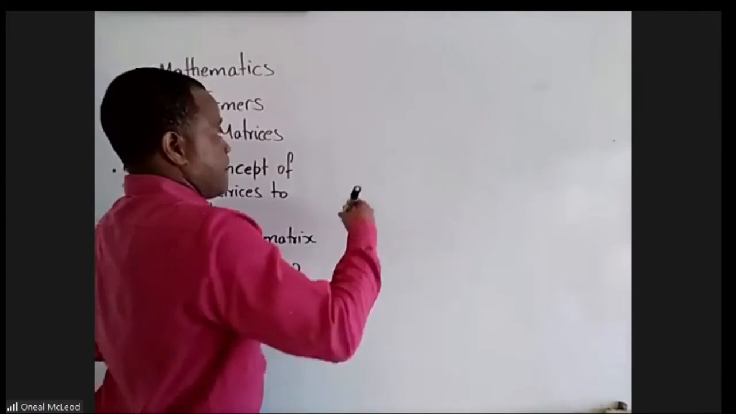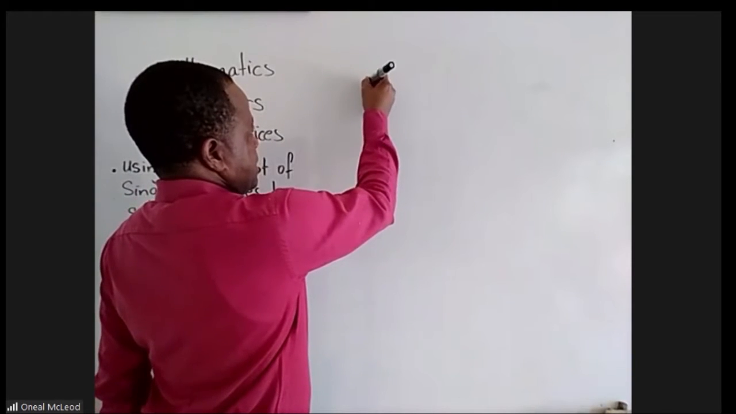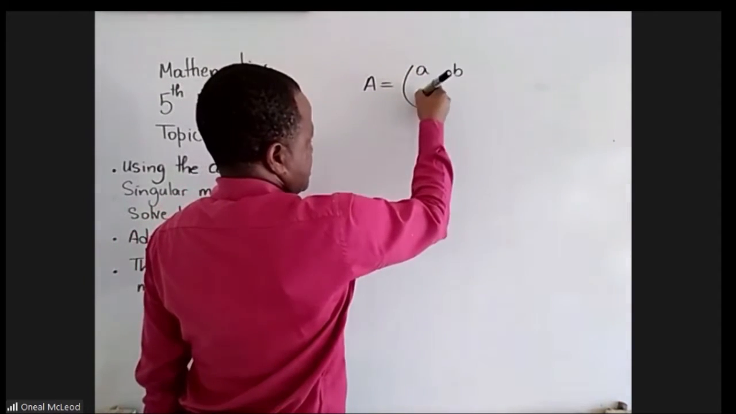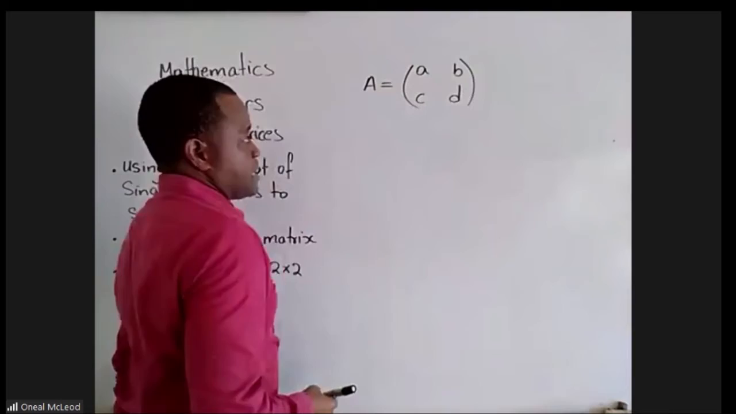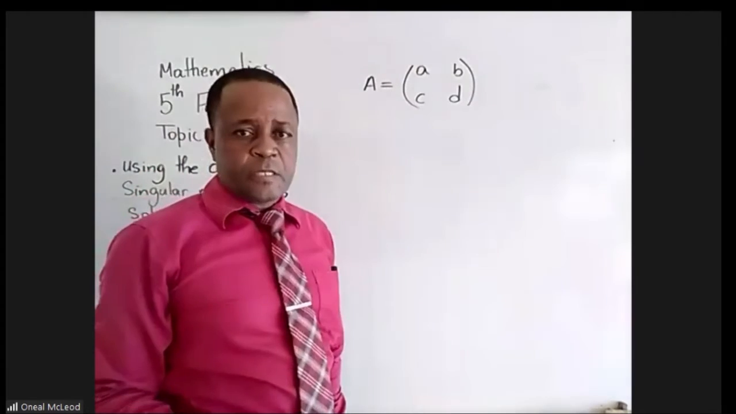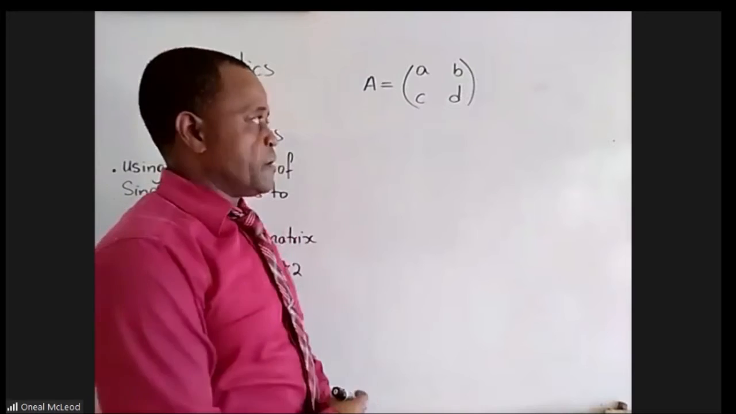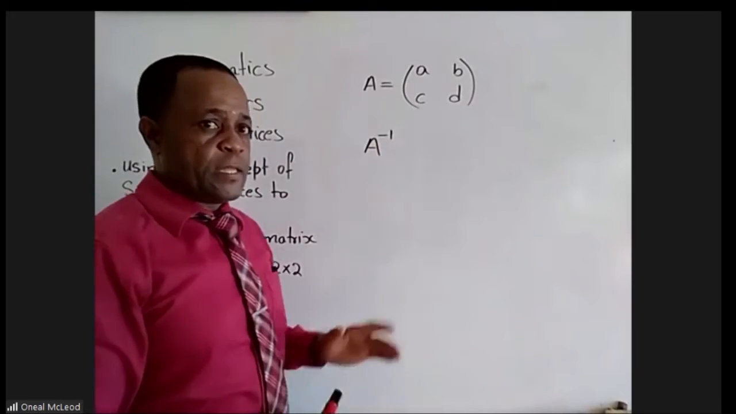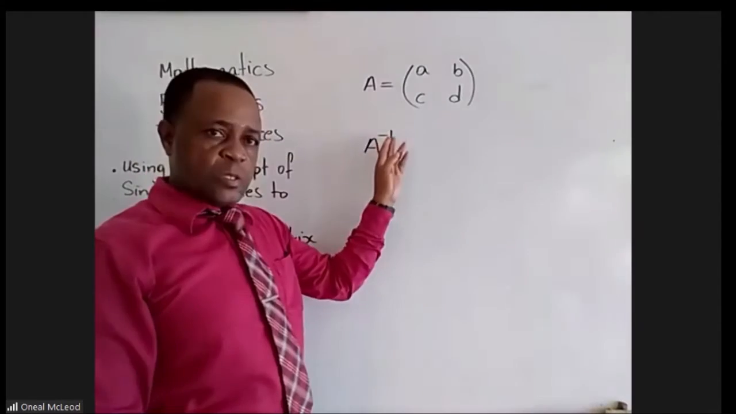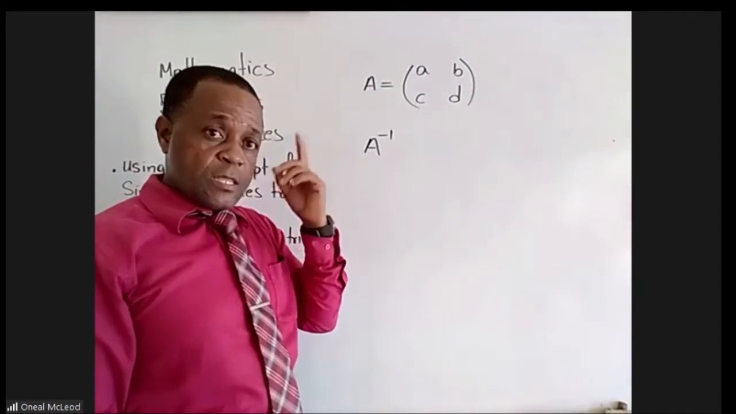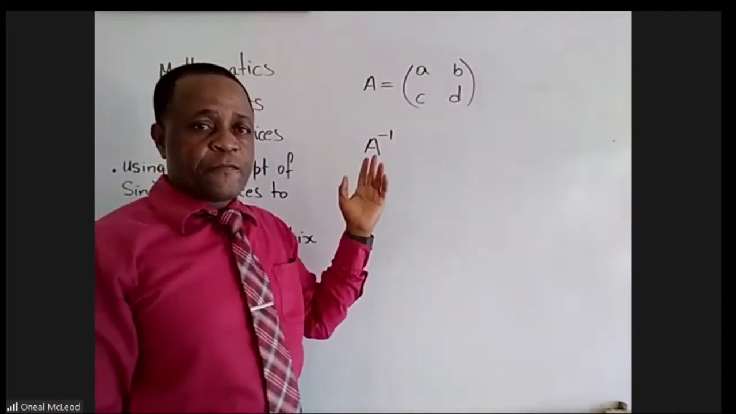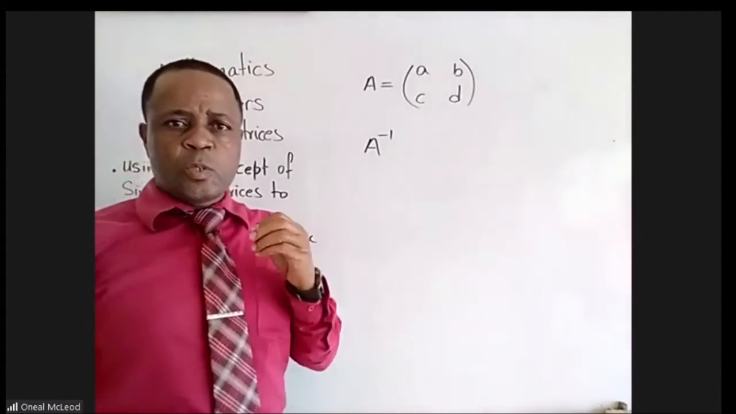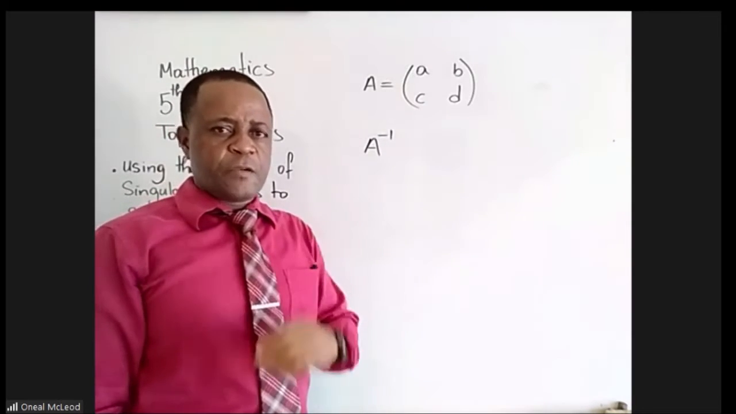Now, if I should give you the matrix A, I will start off with A, B, C, and D. And I ask you to find the inverse of A. Now, to find the inverse of A, the inverse notation would be written like this. This is A to the negative 1. That is the notation of the inverse. All right. Now, how do I find the inverse of the matrix?